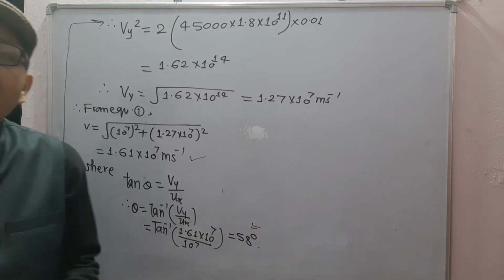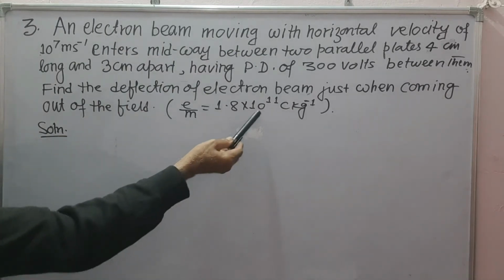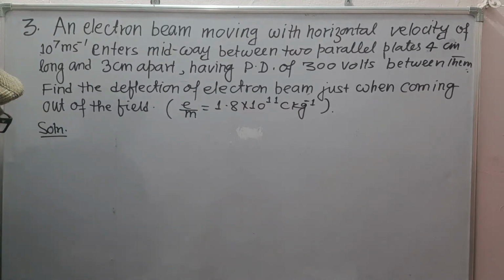Next question: an electron beam with horizontal velocity of 10 to the power 7 meter per second enters midway between two parallel metal plates 4 cm long and 3 cm apart, having a potential difference of 300 volts between them. Find the deflection of the electron beam just while coming out of the field. The specific charge of the electron is given to be this much.